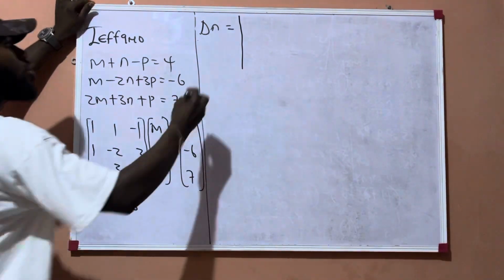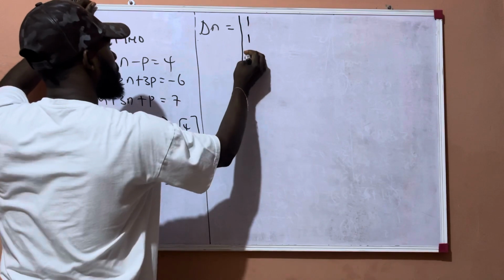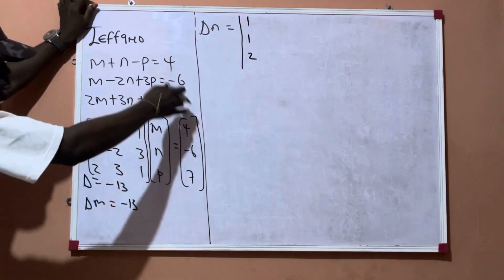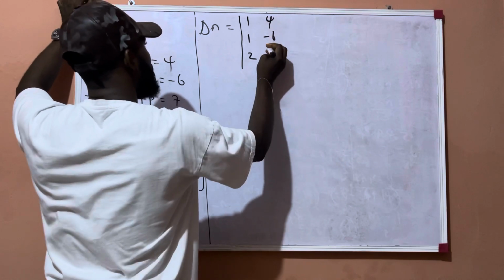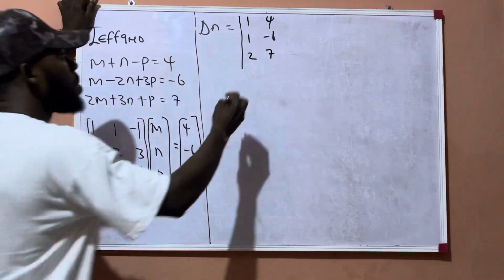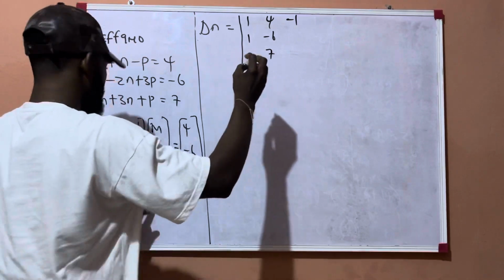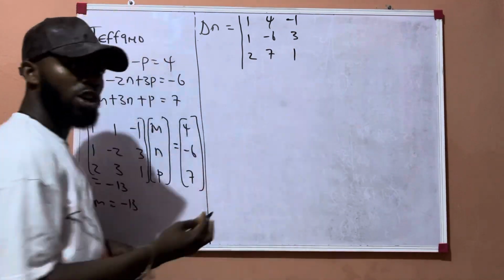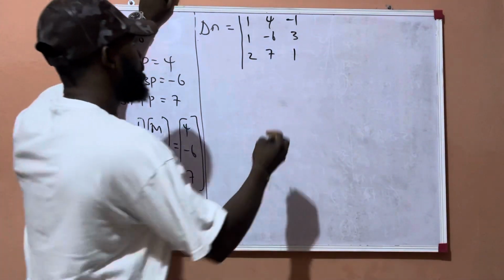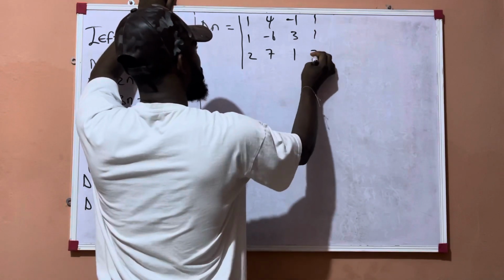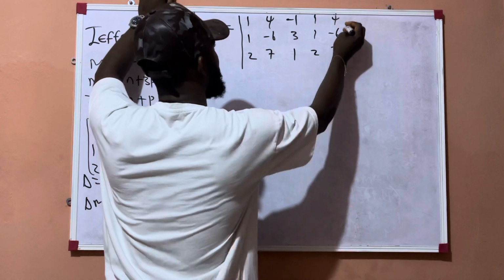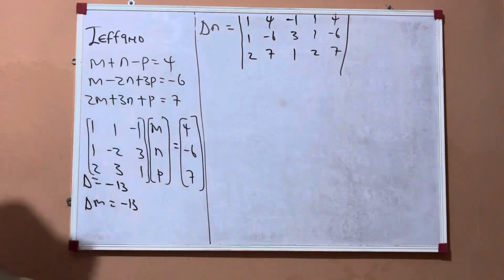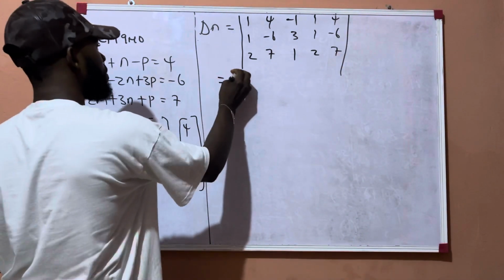Okay, now 1, 1, 2. Now we're not going to write this, we're going to write 4, minus 6, 7. And then what do we have? Minus 1, 3, and 1. Now also again, repeating the first two columns, we're going to have this: 1, 1, 2, and 4, minus 6, and 7. Okay, now solving again determinantly, we have this.